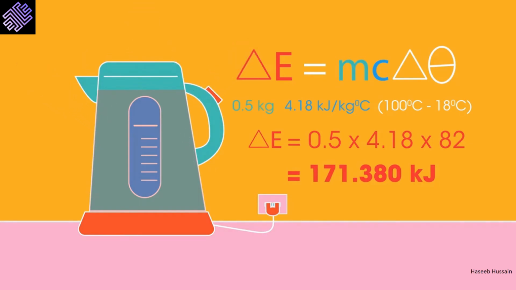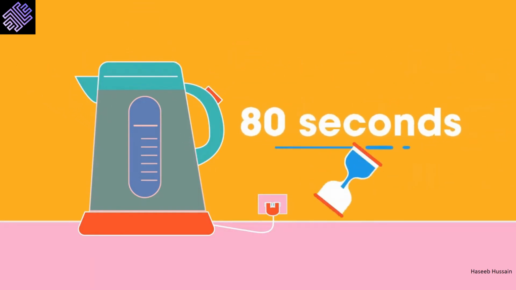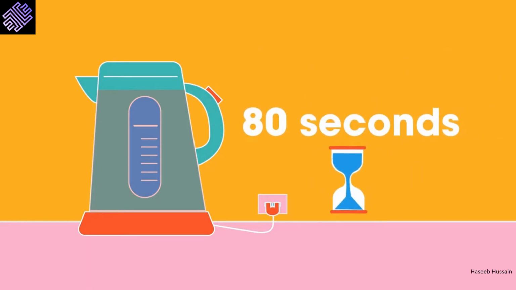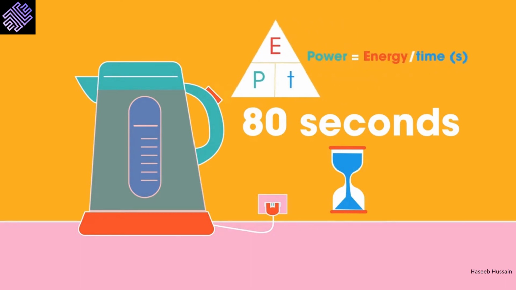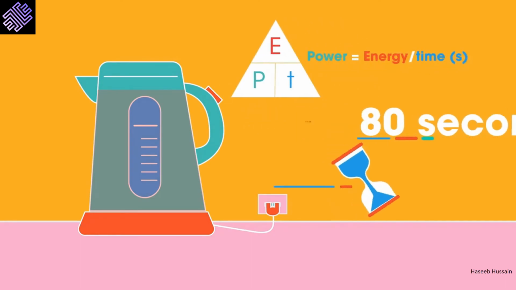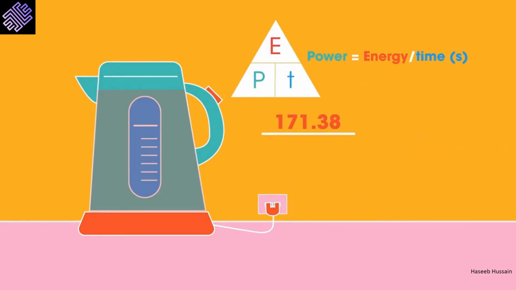If this kettle took 80 seconds, we can begin to estimate the power of the kettle. Power is the rate at which energy is transferred. Power equals energy divided by time. So we get 171.380 divided by 80 equals 2.14 kilojoules per second, or 2.14 kilowatts.